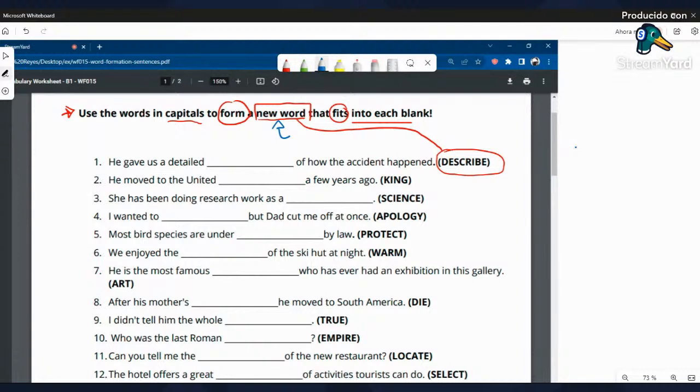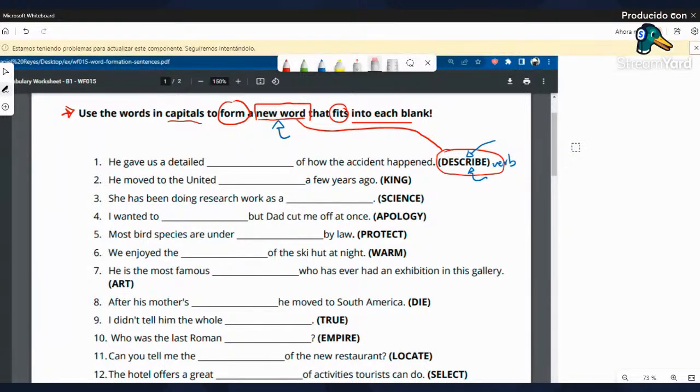Okay, good. Now we have number one. He gave us a detail of how the accident happened. I need to form a new word with this base: describe. Describe, it's a verb. So I cannot put a verb here. A verb is not appropriate. He gave us a detail and then an action? No, that's not possible. So we have to find another.